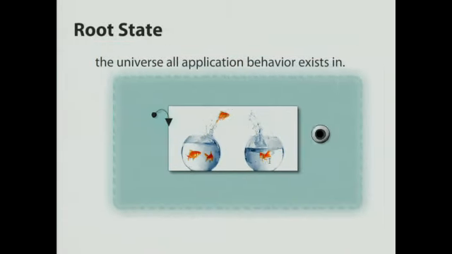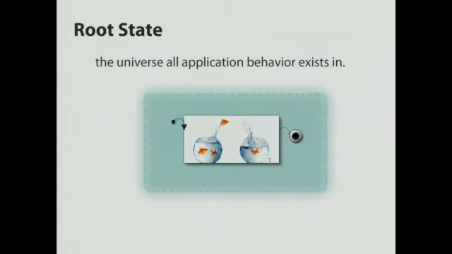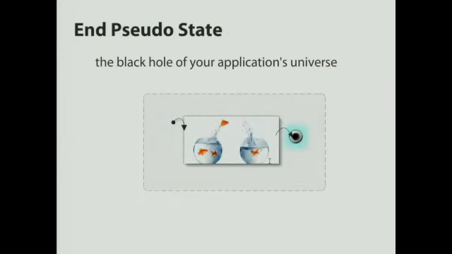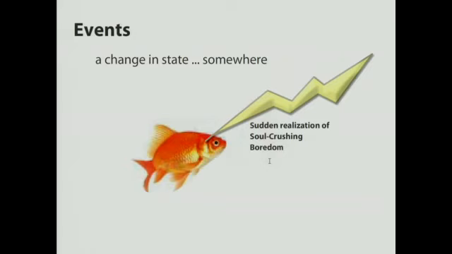If we were to zoom out, we'd see that we exist in a root state. And this is the universe that all the application behavior exists in. Typically, this is sometimes optional when you're just diagramming these things. And we can see the relationship with the pseudostate, which is like the Big Bang of the application. We don't know what happens before the Big Bang, but all of a sudden we are aware that we exist on stage, and then we can start doing things. And similarly, we have kind of the black hole death of the universe of your application, which is indicated with an icon that looks like a drain.